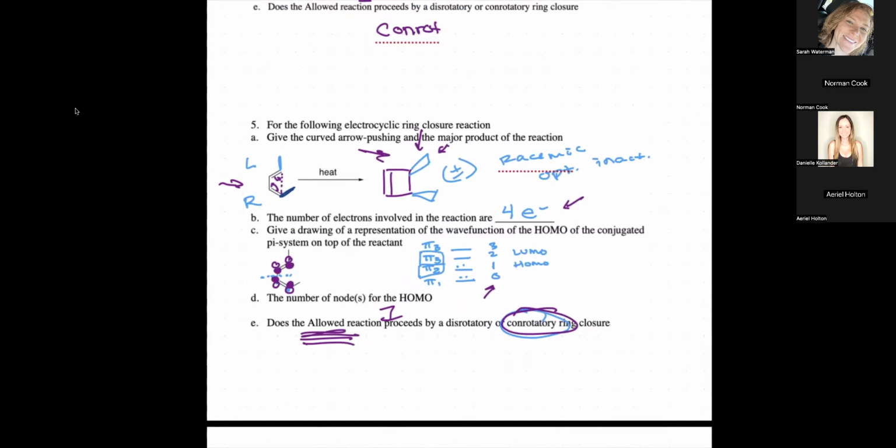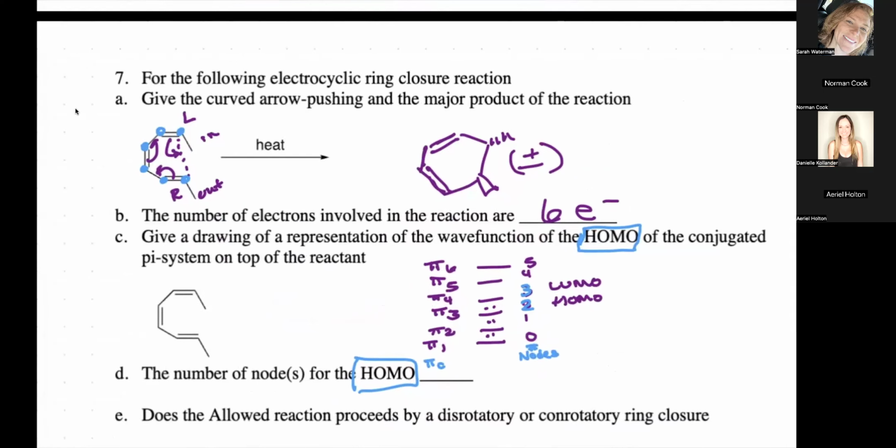So then down below, which pi would the HOMO be at, right? Oh, so that's why he said pi 3, right? And which pi would the LUMO be at? Pi 4, right? Oh, I thought you were just talking about nodes.